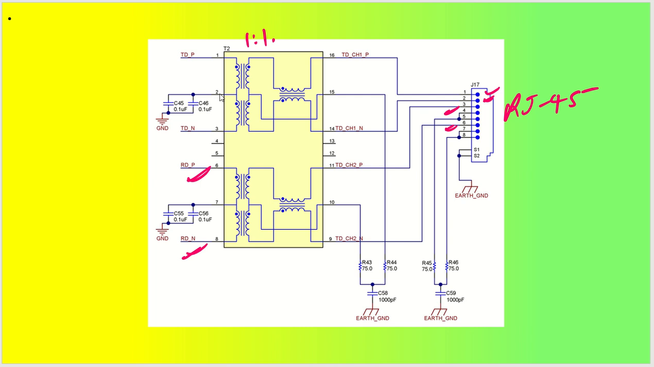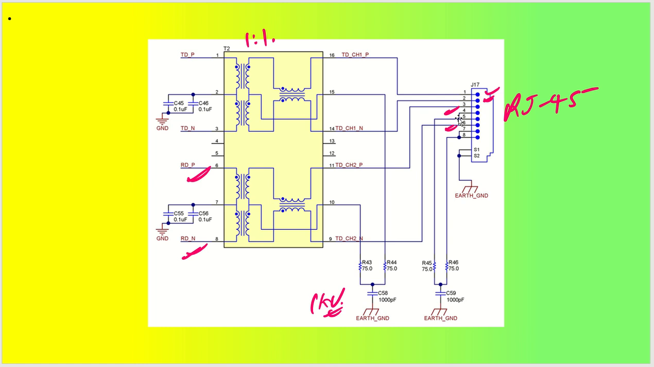Then on the input side, we have capacitors which are grounded, that is center tap capacitors. For the receive signal differential pairs also we have the center tap capacitors here. Then at the output side we have matching resistors, that is termination resistors, 75 ohm for both the transmit differential pair as well as the receive differential pair. They are then AC coupled with 1000 picofarad, 1000 volt rated capacitors, so 1 kV rating, to the chassis ground. This chassis ground will be connected through the RJ45 connector chassis ground also, which is nothing but your earth ground.